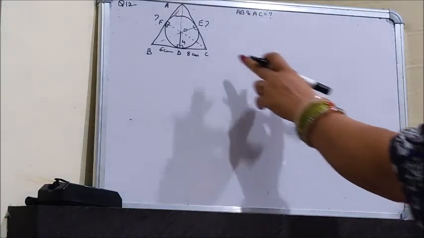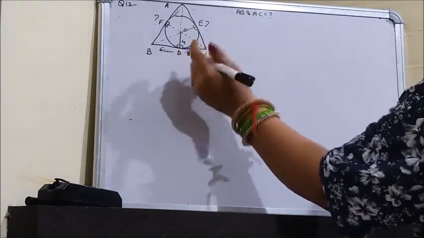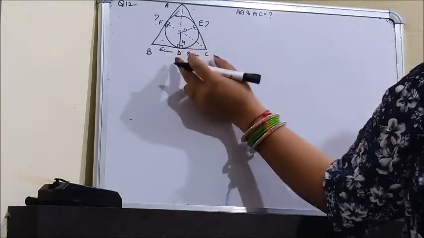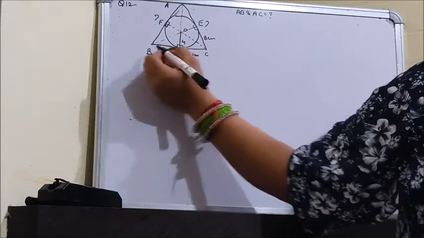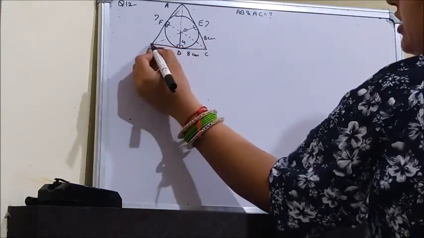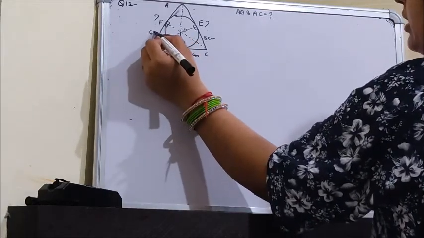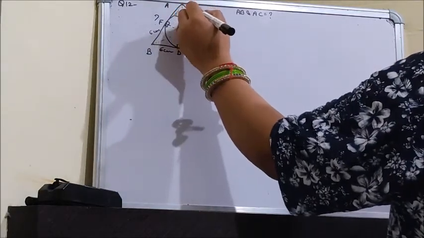So from point C, two tangents are CE and CD. These will be equal in length because tangents drawn from an external point are equal in length. So this is 8, so this will also be 8. From external point B, two tangents are BD and BF. So if it is 6, it will also be 6 cm. Now these two we don't know, so we will take it as X.